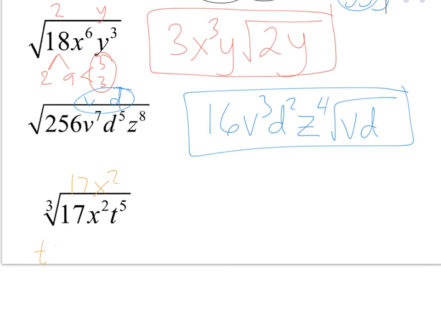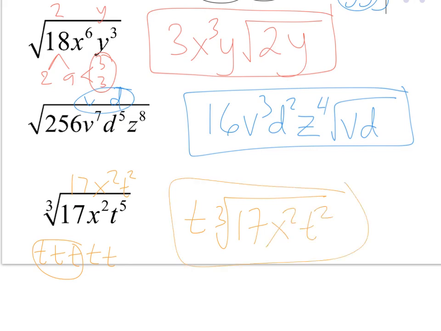Now let's look at that for a sec since we haven't dealt with the groups of 3 with variables. There's my group of 3. How many are left over? 2. So I'm going to have t out there because one group of 3 t's. So it's t to the 1st coming out. And there's t squared left in. So now I've got my cube root of 17 x squared t squared.